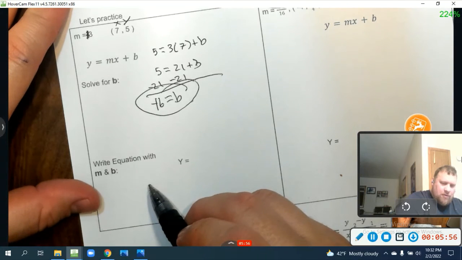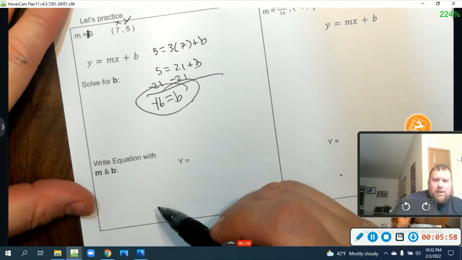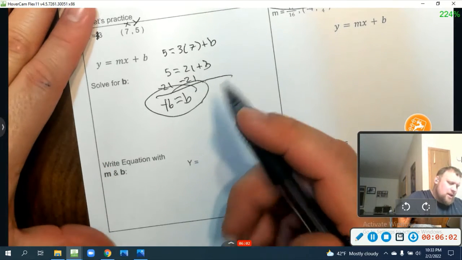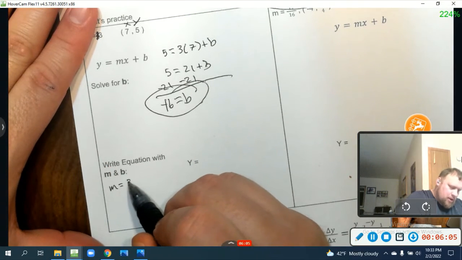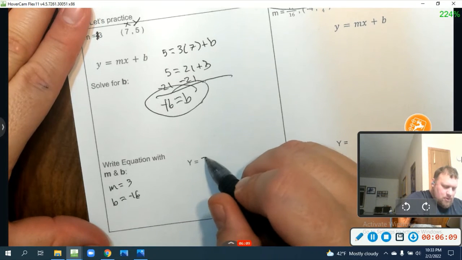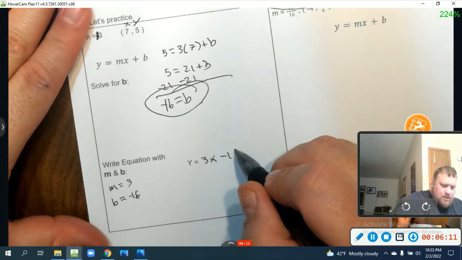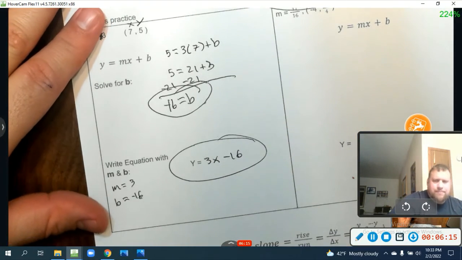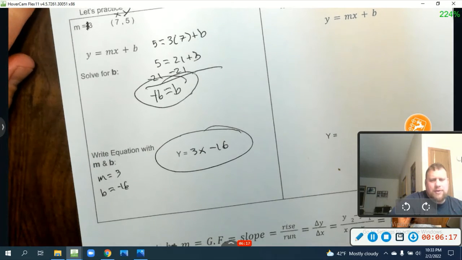So now, write the equation with m and b. So what does that mean for us? I know I gave you lots of extra room here, but I want to make sure, for the big writers out there, you know who you are, I got you. Again, our m is 3, and our b we just found out is negative 16. So we're going to have y equals 3x, and this time minus 16. You don't need to put a plus minus, just put minus 16. That's our answer. All right, again, pause if you need to.